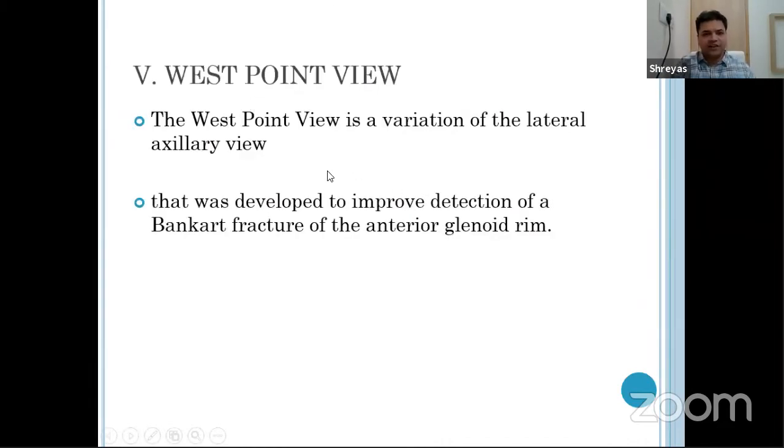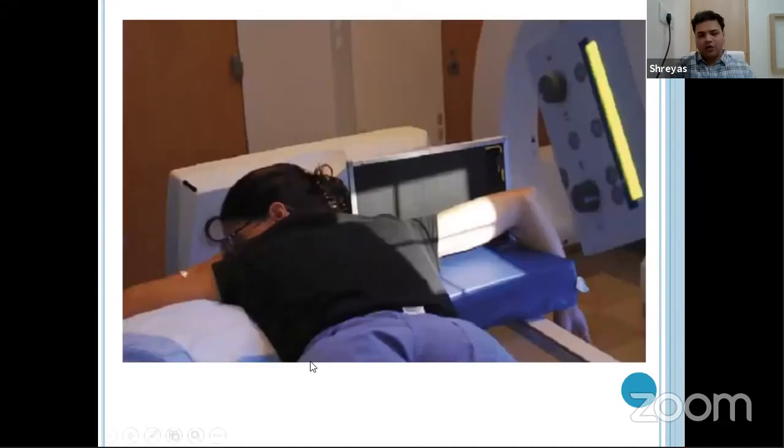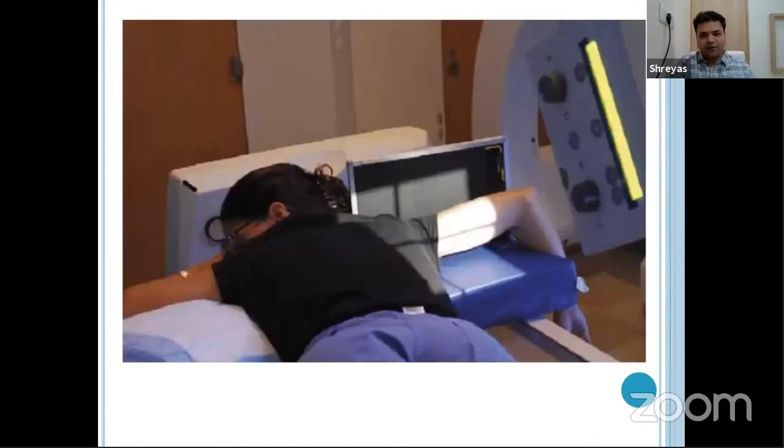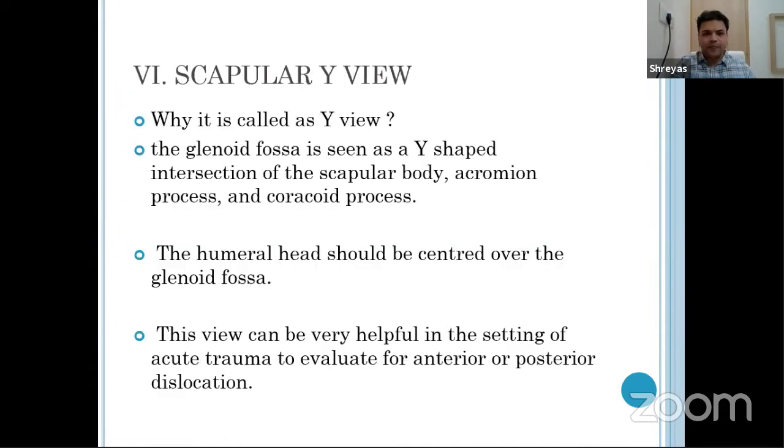Then there is the West Point view. The West Point view is a variation of the lateral axillary view. It was developed to improve the detection of Bankart fracture of the anterior glenoid ring. How to obtain this view? The patient lies prone on the table with the arm abducted 90 degrees and the X-ray beam is focused on the glenohumeral joint. But in this view, the X-ray beam is angled 25 degrees medially and 25 degrees caudally to visualize the anterior glenoid rim, the anterior inferior glenoid rim.